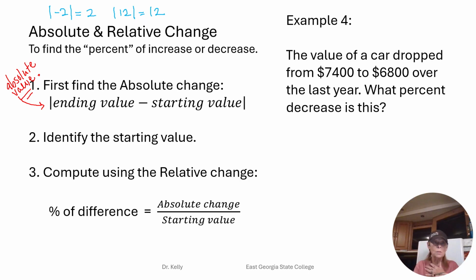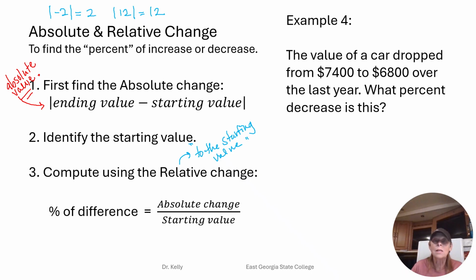Okay, so that's the first thing we do. We find the absolute change. Second thing, we identify the starting value, because that is always going to be the denominator. The starting value is always the denominator. And then we compute something called the relative change, and that is that change or difference relative to the starting value. That's where the relative comes in. And then this is the function here that we will use. So let's take a look at this first example.